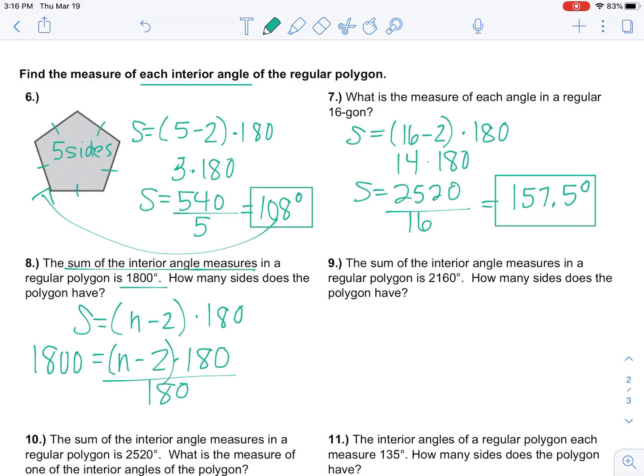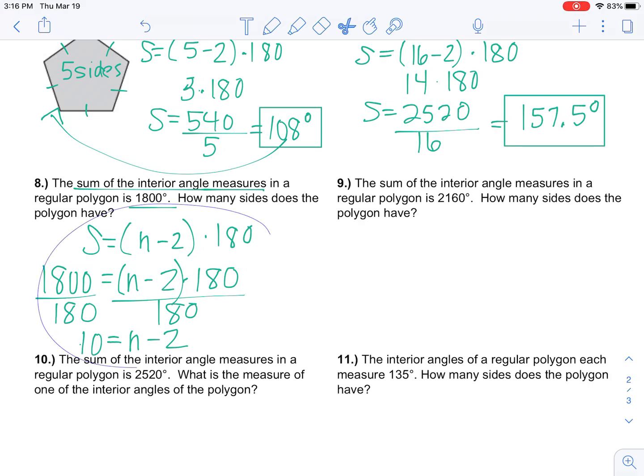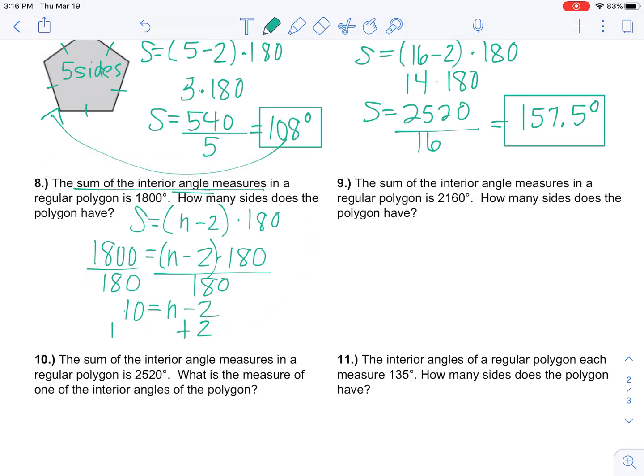So let's divide by 180 first. So we're left down to our parentheses, and we can cancel those 180s out. So I have 1800 divided by 180. That gives me 10 equals n minus 2. And I'm going to minimize this a little bit by adding 2 to both sides. And that tells us the number of sides is 12.